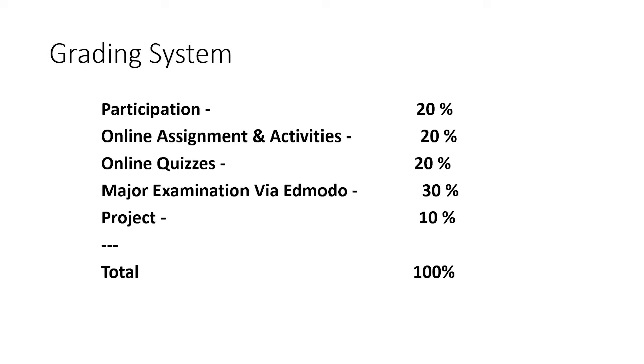Also, you're familiar with this grading system, or our online grading system. So participation, online assignments and activities, and quizzes, all of that are 20%. And we have major examination by Edmodo, and project is 10%. So in a total of 100%. So this actually may be subject to change.